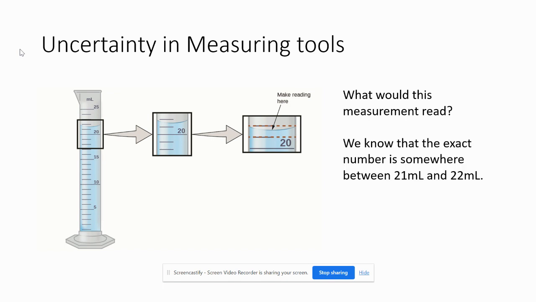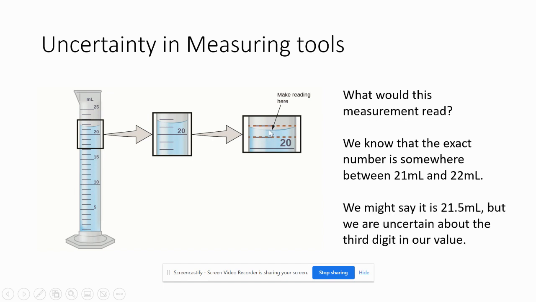We know the exact number is somewhere between this line here, 21 mils, and this line here, 22 mils. But if we're reading this point here, how do we know the exact value? We might say that it is 21.5 mils, but we are uncertain about the third digit in our value. It may also be 21.6, 21.55, or anything between those two lines.